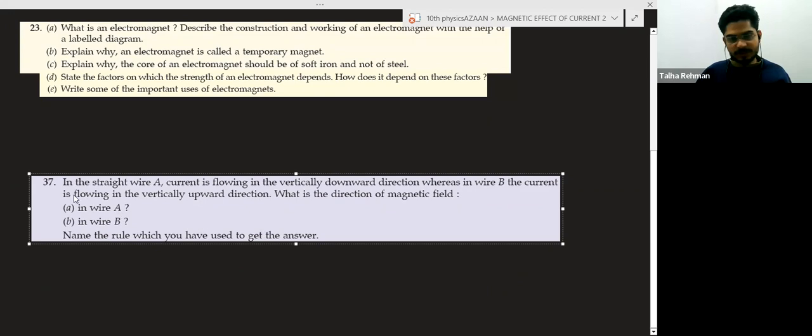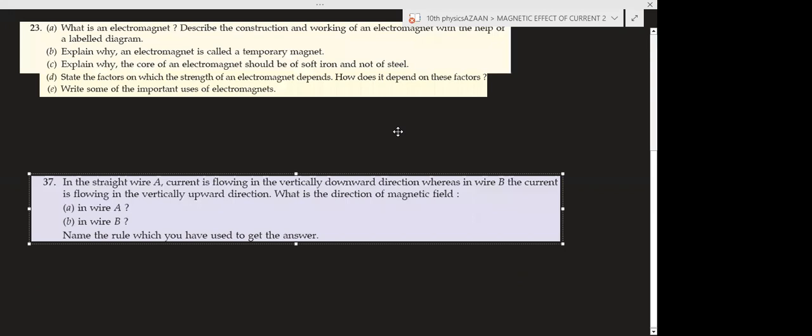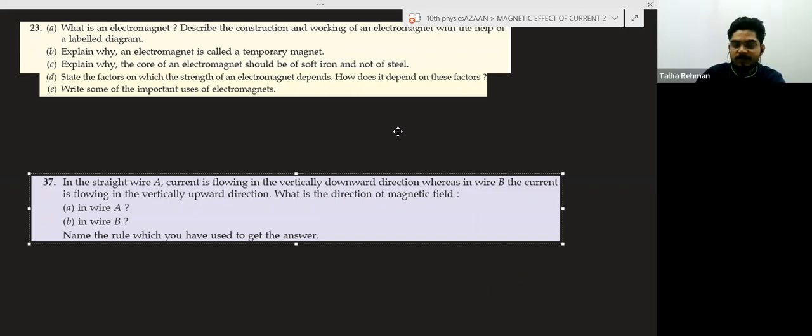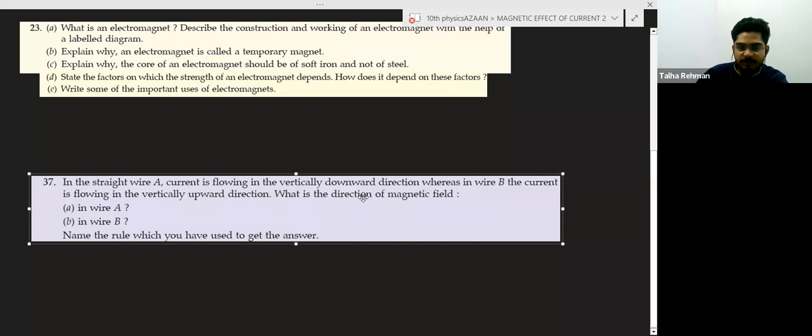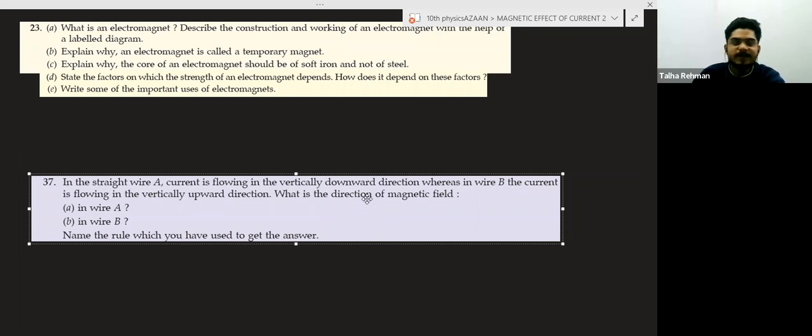Can you do this question? Question number 37, this one. Okay, sir. There is a straight wire with current flowing. One wire has current vertically upward. You have to tell the direction of the magnetic field in wire A and in wire B. In wire B, the current is vertically upward. In wire A, the current is vertically downward.